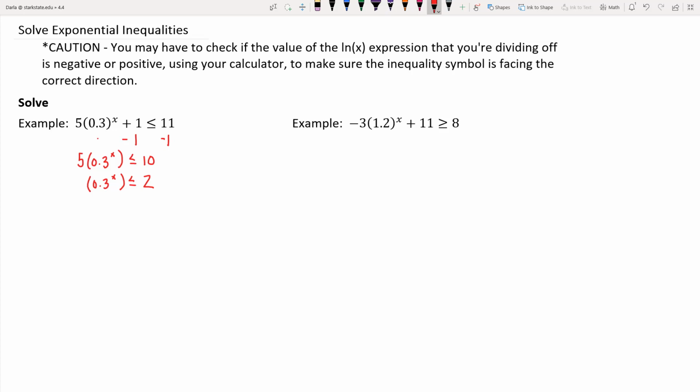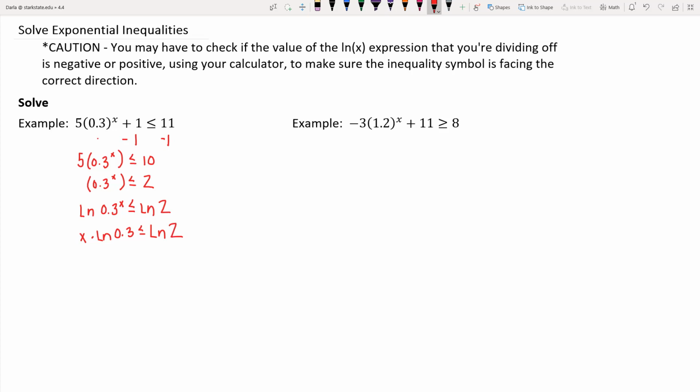Now to solve, because I can't write these in terms of the same base, I need to apply my natural log to both sides. So I'm going to apply the natural log to (3/10) raised to the x, and then apply it to the 2 on the right-hand side, which allows me to use my power rule, which makes this x times the natural log of 3/10 is less than or equal to natural log of 2.